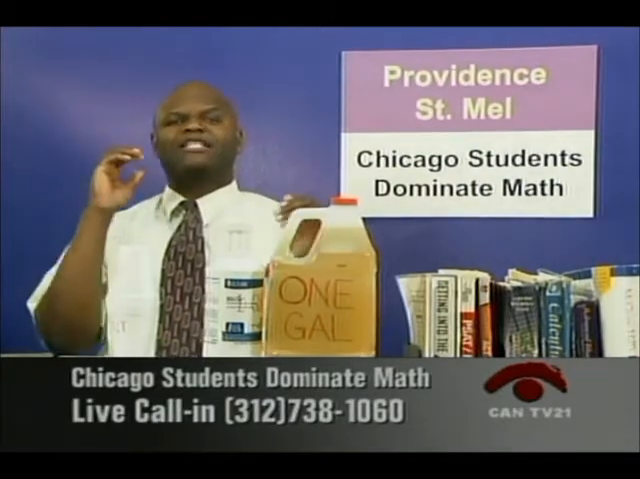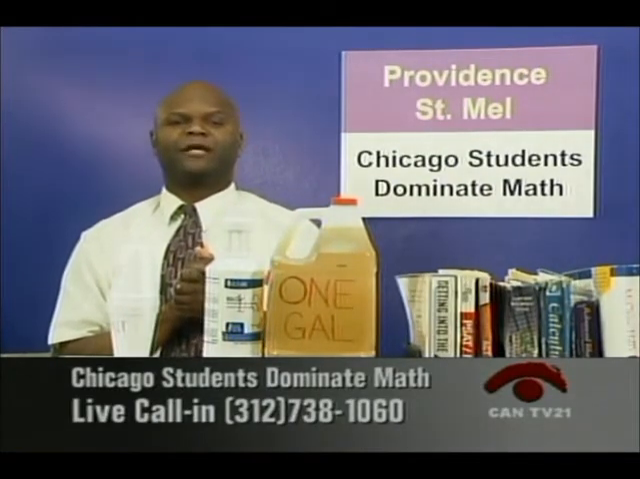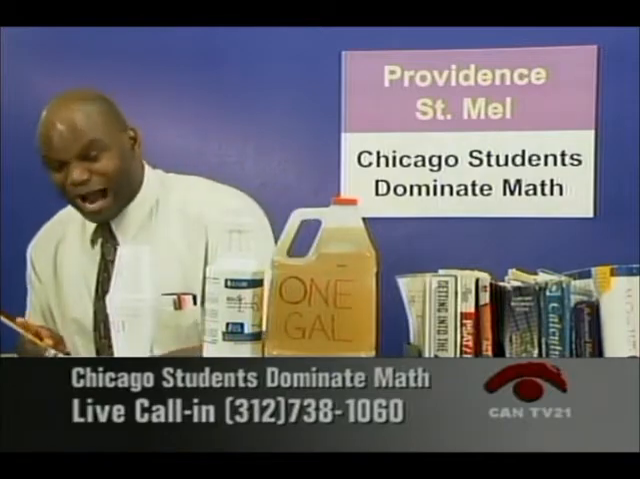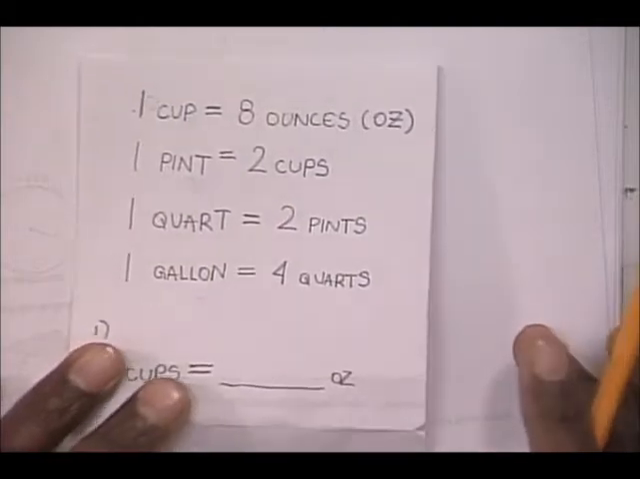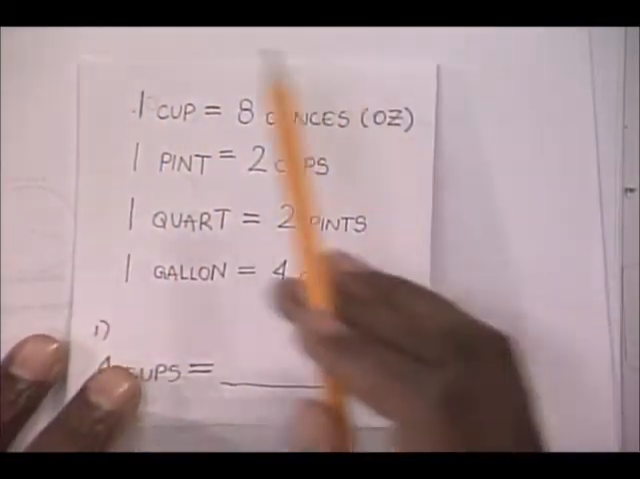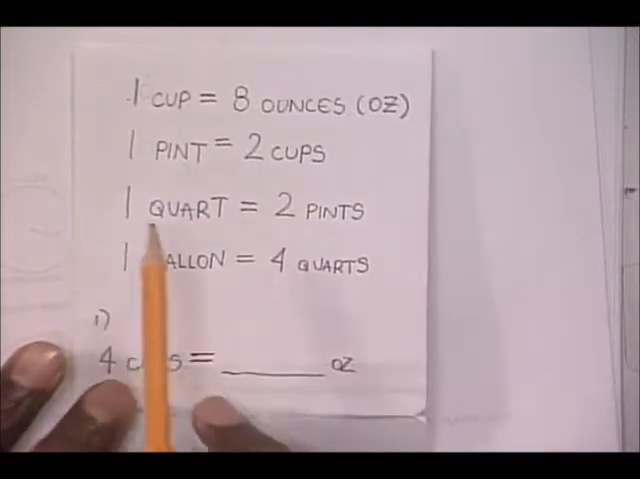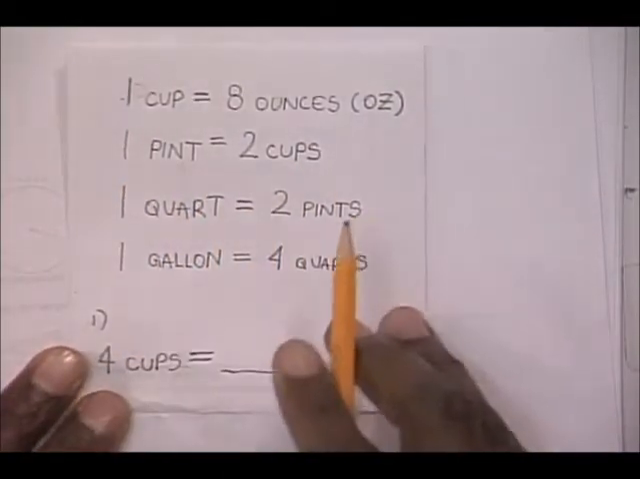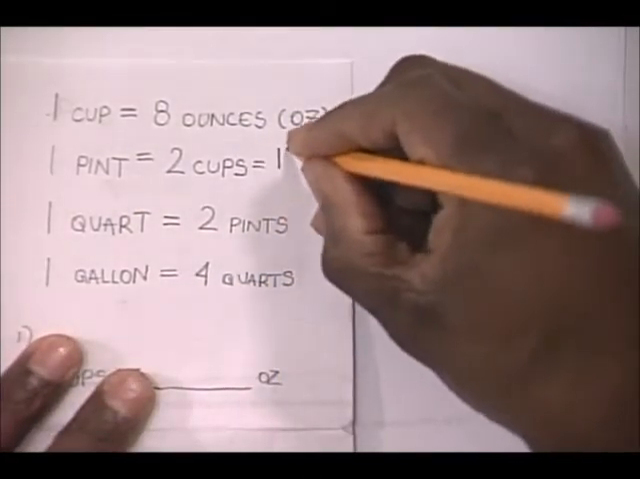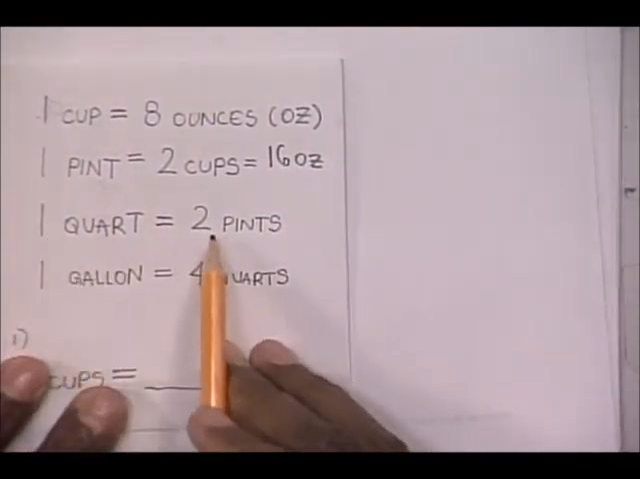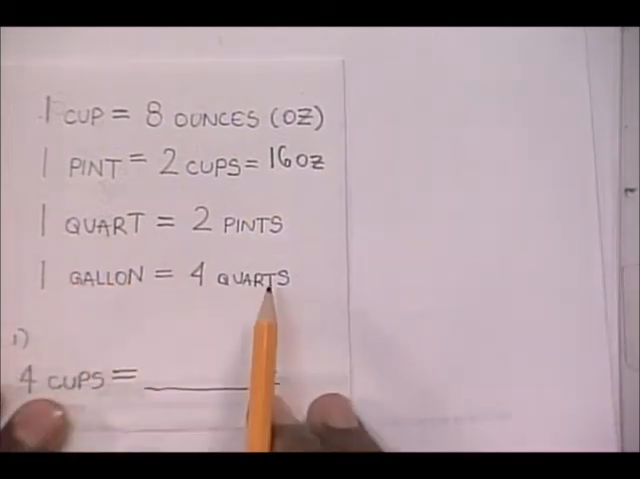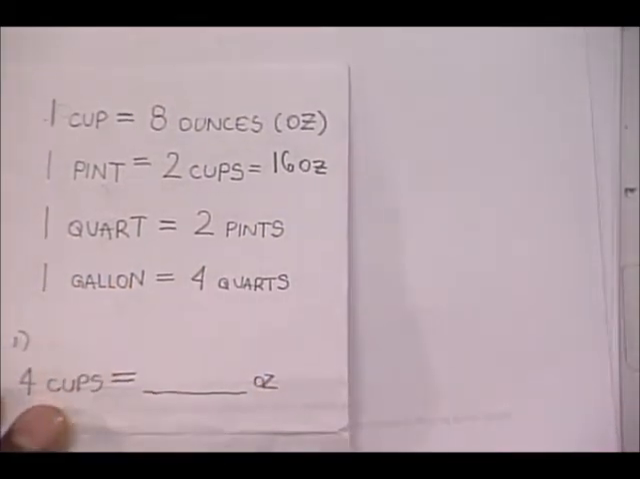So let's convert within the U.S. system as best we can in the short period of time that we have. I wrote all that down, by the way. So again, you're going to have to commit this to memory. 1 cup, 8 ounces, I told you that. 1 pint is the same thing as 2 cups or 16 ounces. 1 quart, there are 2 pints in every quart. And I also talked about how there are 4 quarts for every gallon.